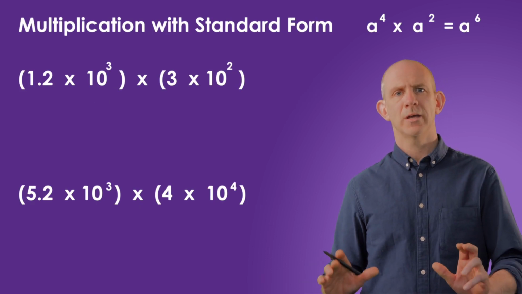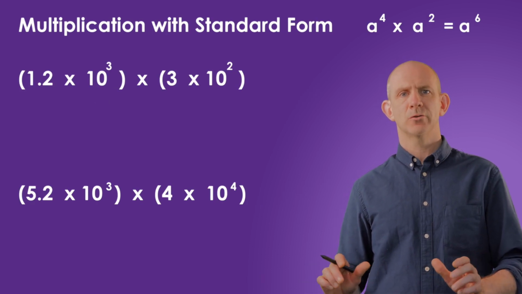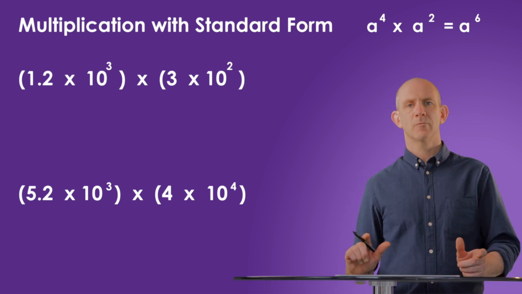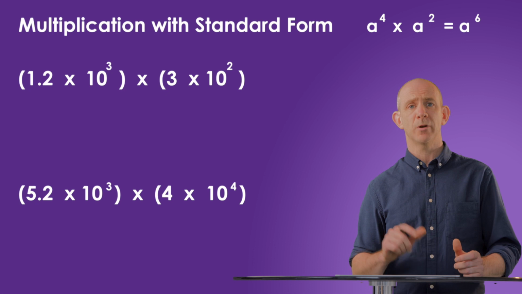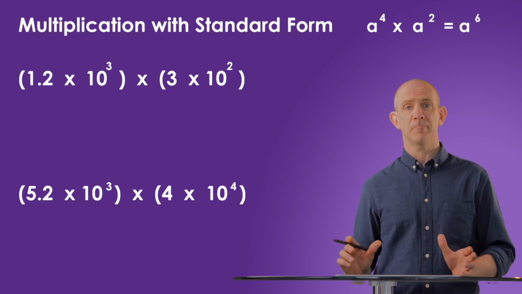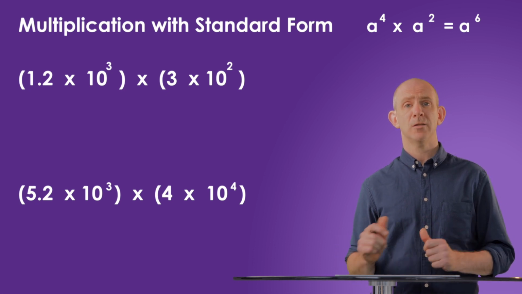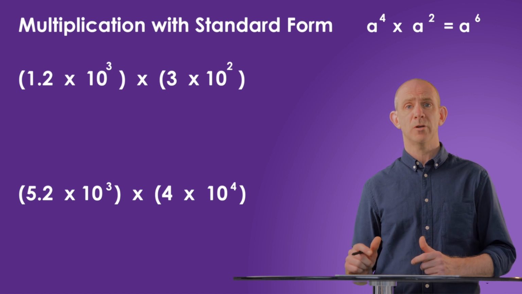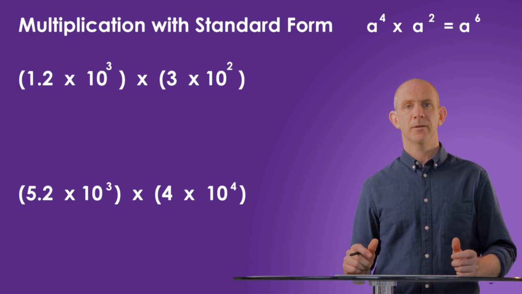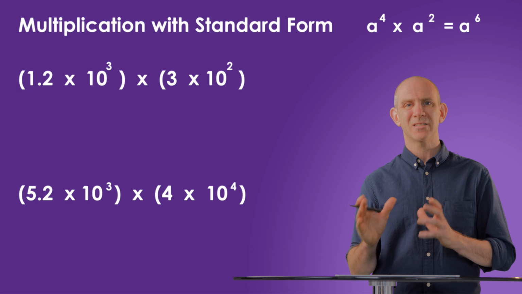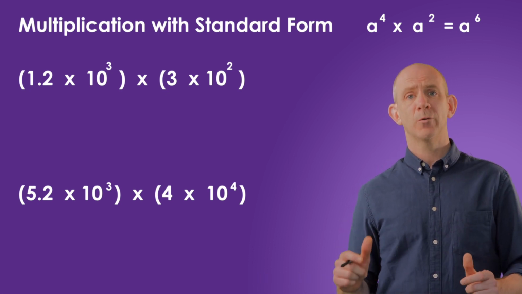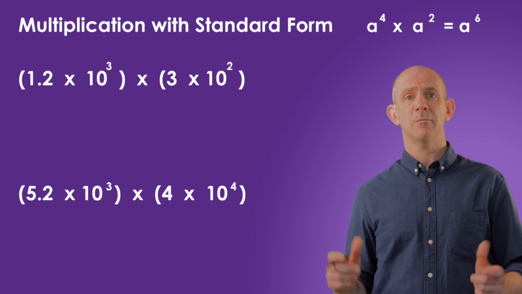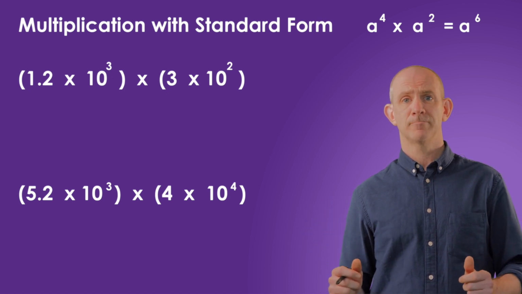What we're going to do now is look at how standard form is used when we're multiplying. Before we do, let's just remind ourselves about how powers are calculated when multiplying, and the base numbers are the same. Here's the example of a to the power of 4 times a to the power of 2, which gives us a to the power of 6.